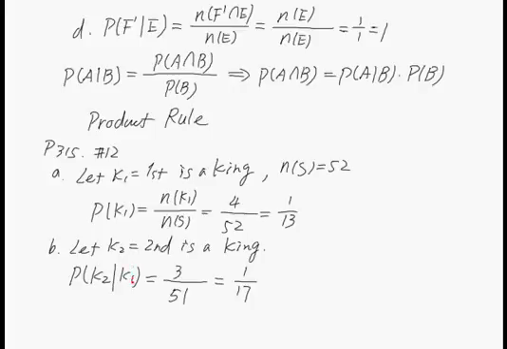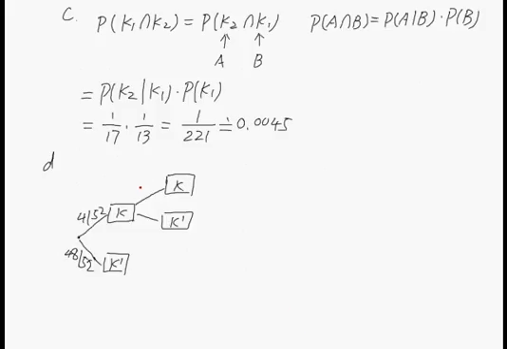If the first card was king, then the conditional probability that the second card is king is equal to 3 over 51. So we label this branch with 3 over 51. And if the first card is king, then what is the conditional probability that the second card is not king?